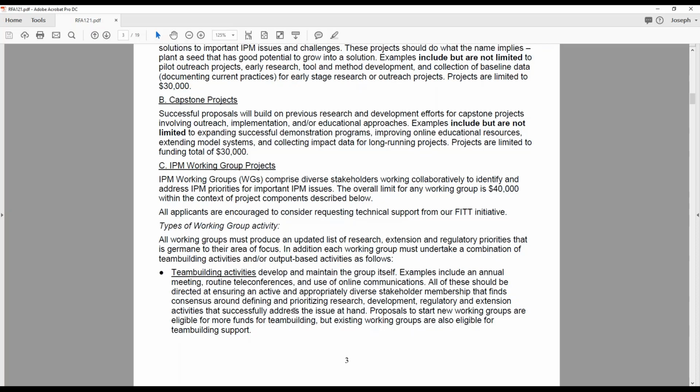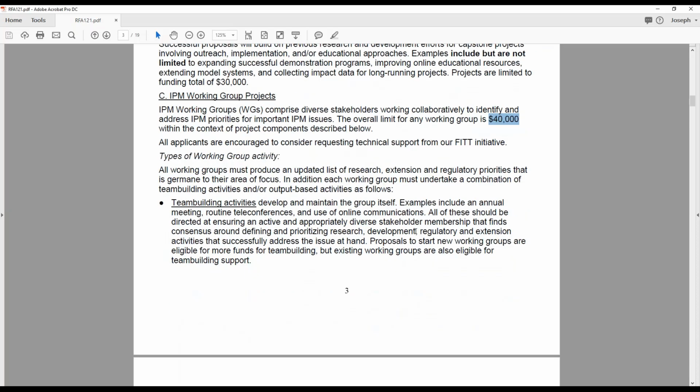The working groups, however, can then apply in the same application or in the same proposal to not only meet for that $10,000, but also carry out a seed or a capstone project for $30,000. The total of those two together is where you get this $40,000 within the context of the project.